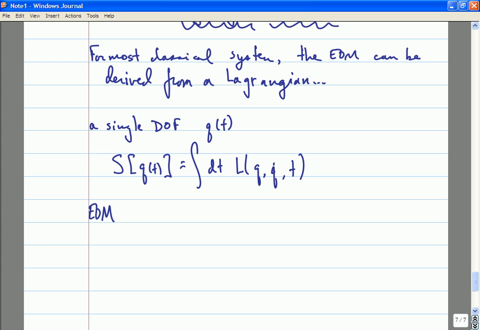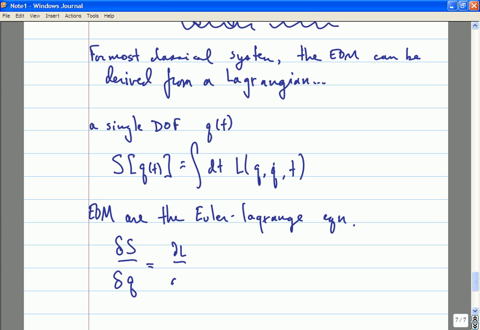And the equation which one must solve to minimize this action functional is known as the Euler-Lagrange equation. Which is often just written the variation of S with respect to q, and is equal to the derivative of the Lagrangian with respect to q, minus the time derivative of the derivative of L with respect to q dot, which has to be set equal to 0. So this is the Lagrangian formulation of theories of mechanics with a single degree of freedom.